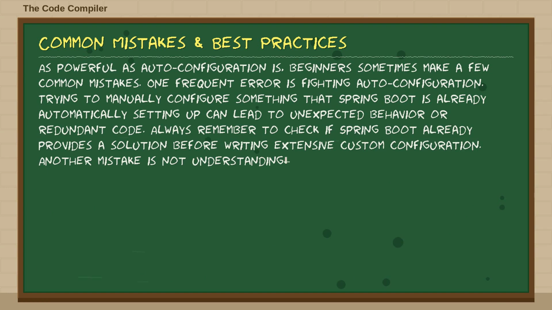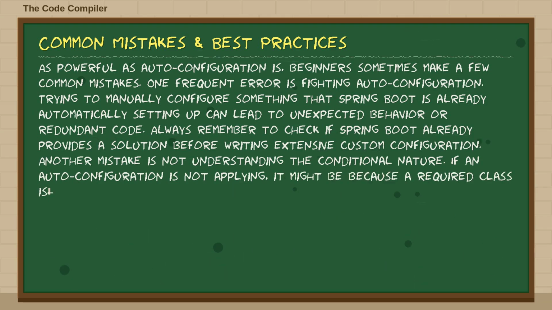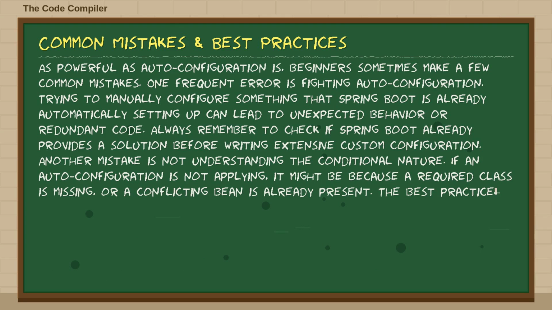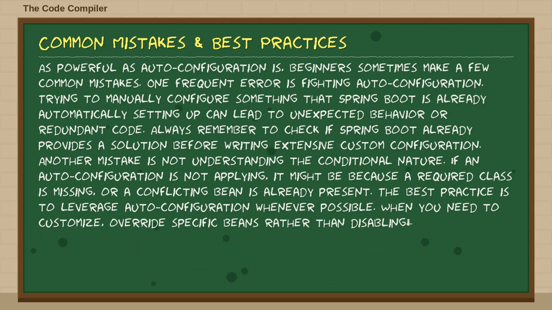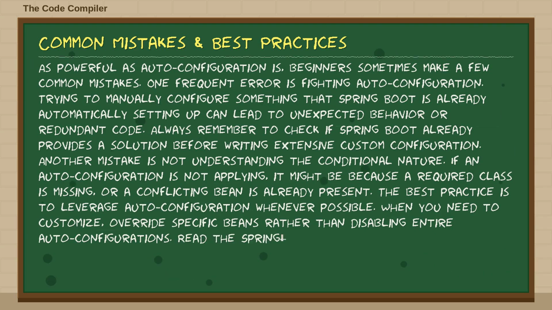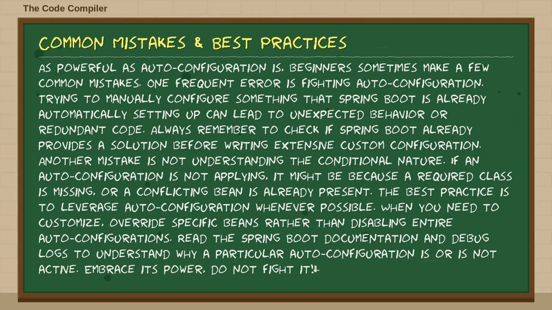Another mistake is not understanding the conditional nature. If an auto-configuration is not applying, it might be because a required class is missing or a conflicting bean is already present. The best practice is to leverage auto-configuration whenever possible. When you need to customize, override specific beans rather than disabling entire auto-configurations. Read the Spring Boot documentation and debug logs to understand why a particular auto-configuration is or is not active. Embrace its power, do not fight it.